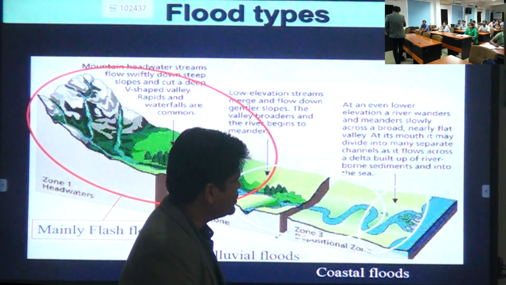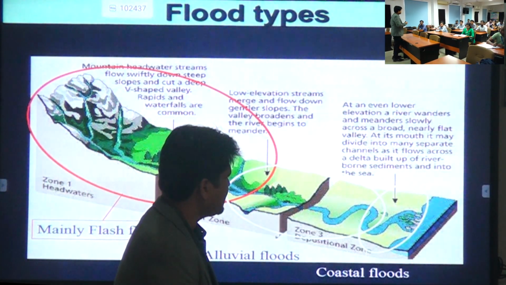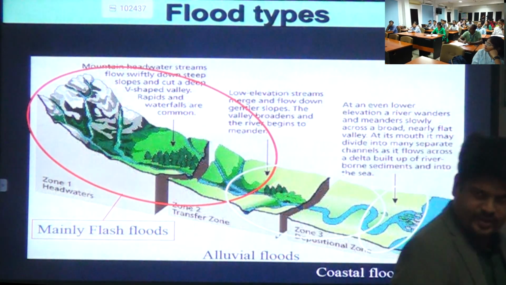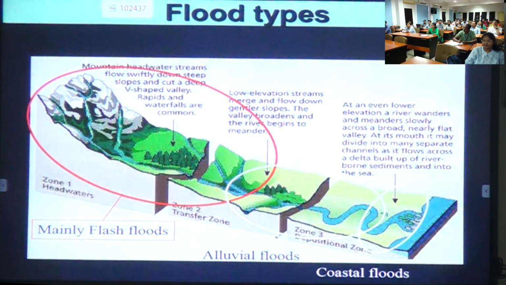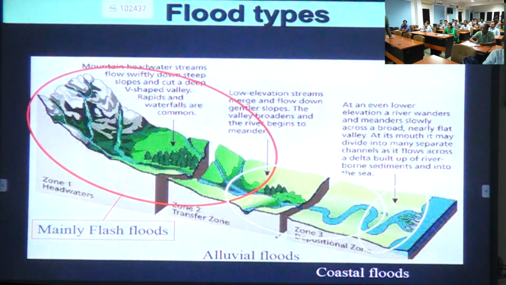Then zone 2 is called the transfer zone. It is a very low elevation area, the foothills, with a very gentle slope, and this is where the river starts to meander. Then you have zone 3, where sediment gets deposited on a flat surface.